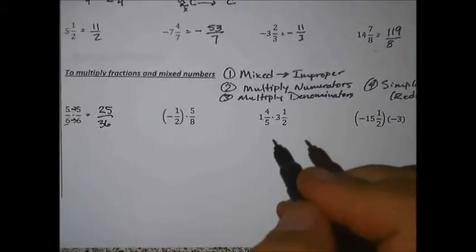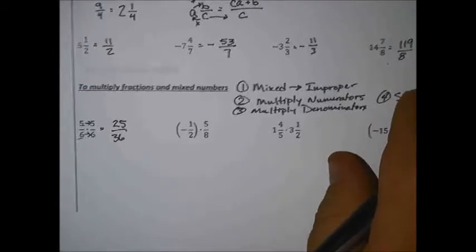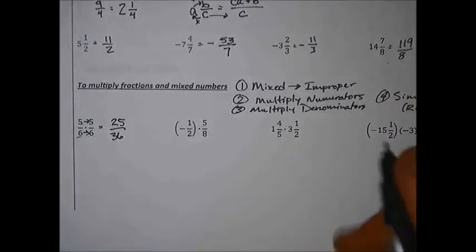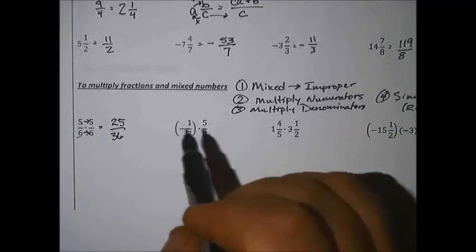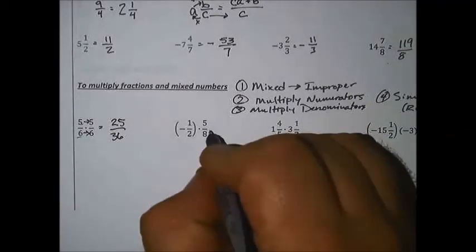That's my answer. Oh, you can't even see that. I went through all that and you can't even see it. But oh well. So 5 times 5 is 25. 6 times 6 is 36. You're done. That's amazing.